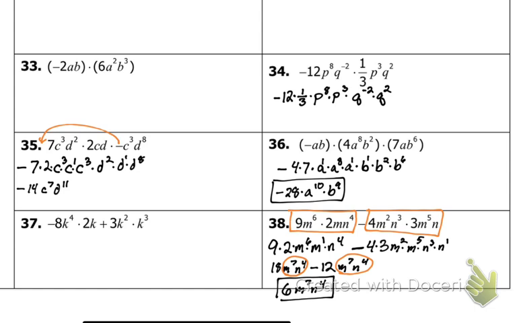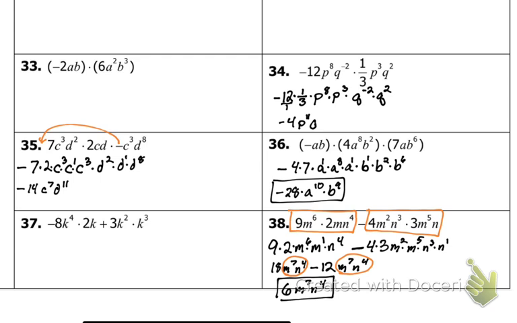Oh, hang on. Okay, so we got these. Now remember, 12 times 1/3. That's actually 12 over 1 times 1/3. That's really 12 over 3, which is negative 4. P to the 8th times p cubed. Remember, this is just 8 plus 3. We should have p to the 11th.